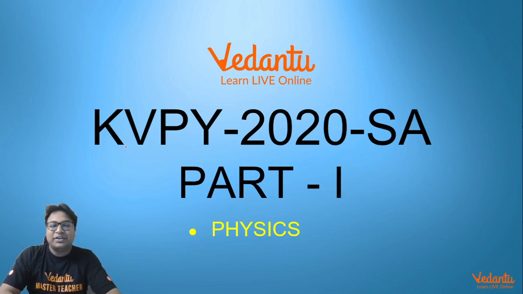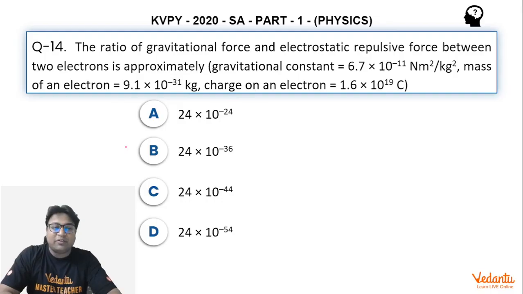Hello students, we are solving the KVPY 2020 essay paper physics section, and we are presently at part 1. So we are looking at the 14th question of physics, which is question number 29 of the paper. A very simple, straightforward question.